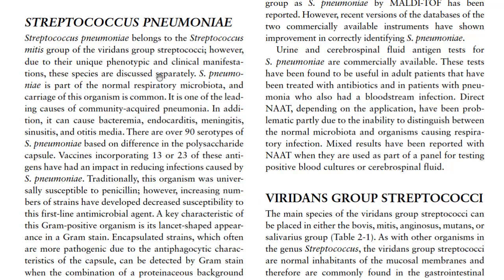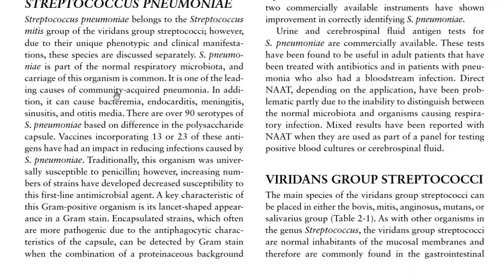Strep pneumoniae belong to the Streptococcus mitis group of viridans group Streptococci. However, due to their unique phenotypic and clinical manifestation, these species are discussed separately. Strep pneumoniae is part of normal respiratory microflora, and carriage of this organism is common. It's one of the leading causes of community acquired pneumonia.